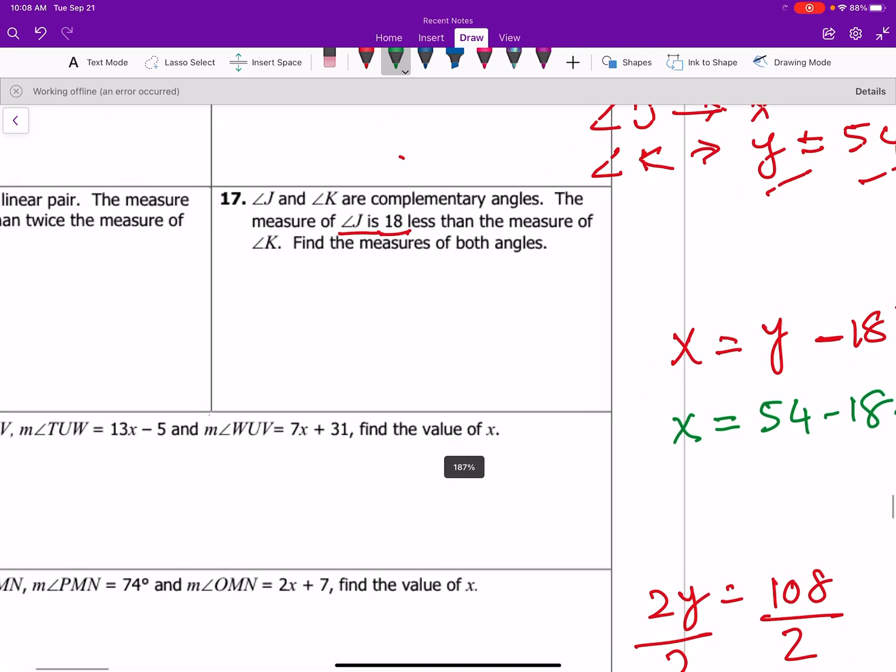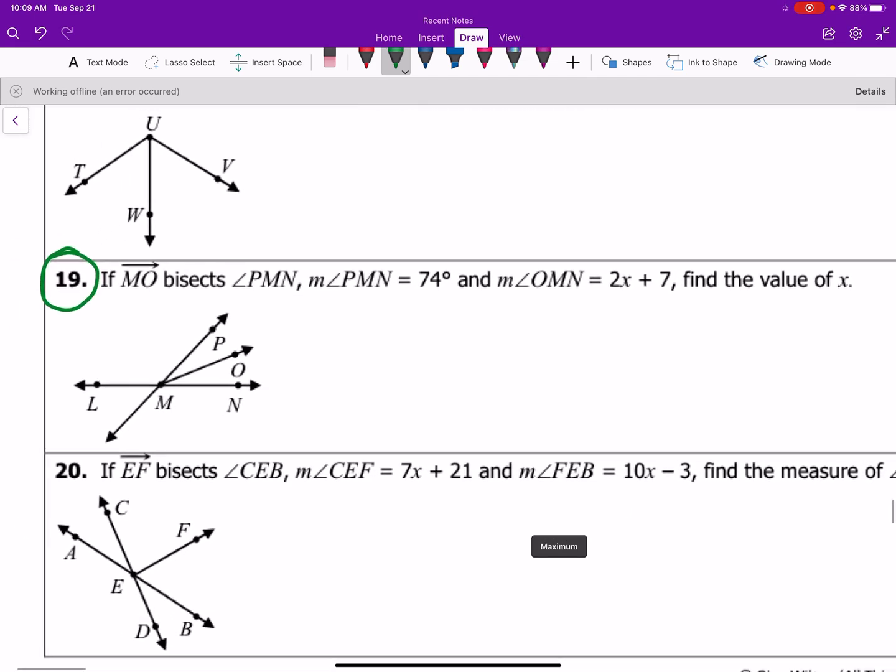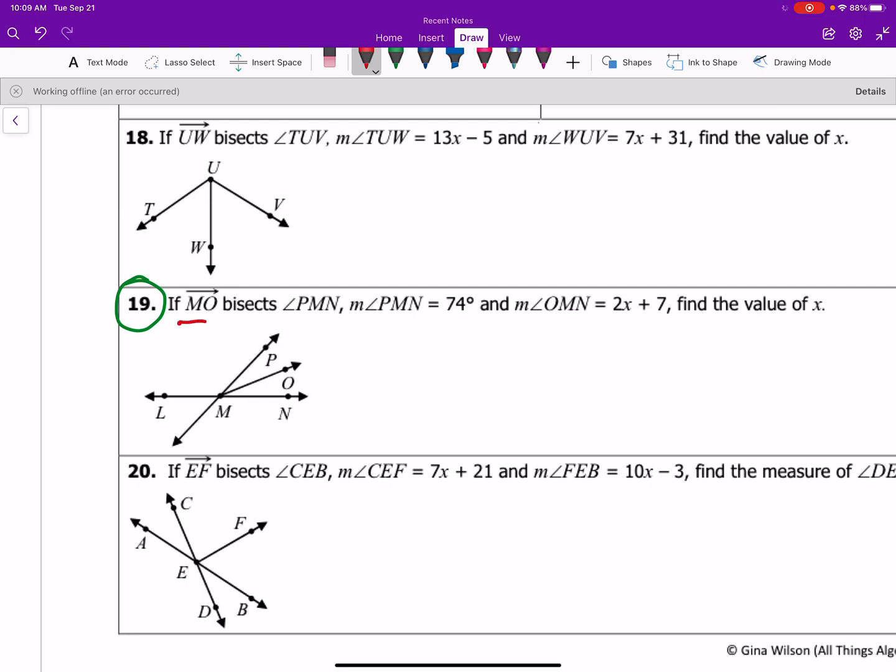All right, so this is where we do number 17, and then once we go to number 19, what do you see? MO bisects PMN. So this angle and this angle, PMO and OMN, are equal. They say PMN is 74. This whole angle is 74. And the measure of OMN is 2x plus 7. Find x. So what is the relationship?